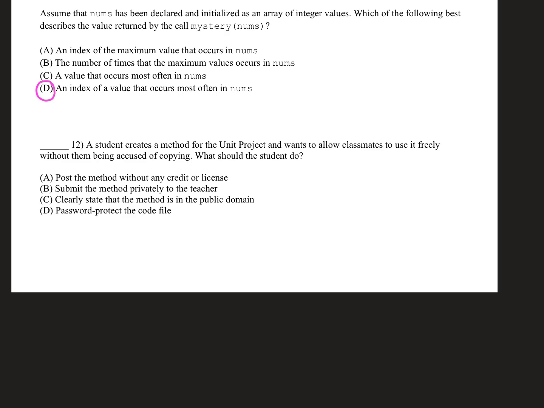A student wants to create a method for a unit project and wants to allow classmates to use it freely without being accused of copying. What should he do? Post the method with no credit or license? Submit the method privately? Well, if he wants other people to use it, just don't do it privately. Clearly state that the method is up for public domain, or password protected. So clearly C. Now, these type of questions are new this year. They're really looking for overarching ideas in data structures.